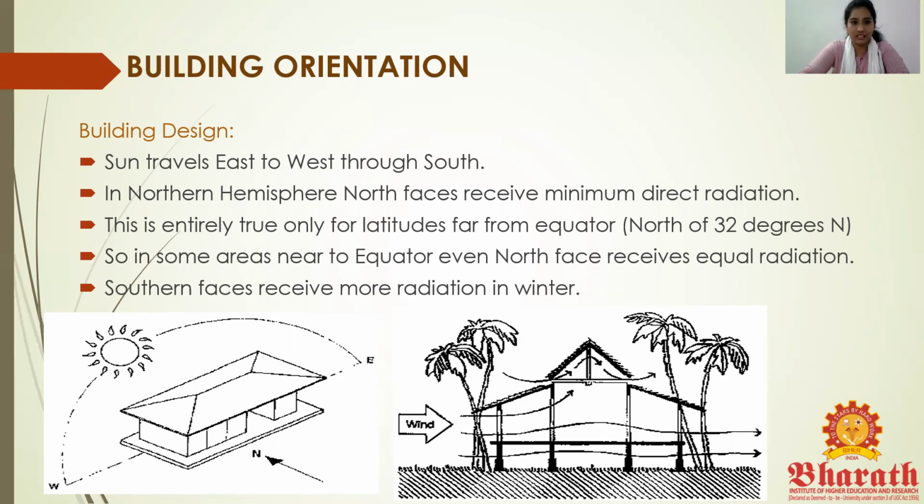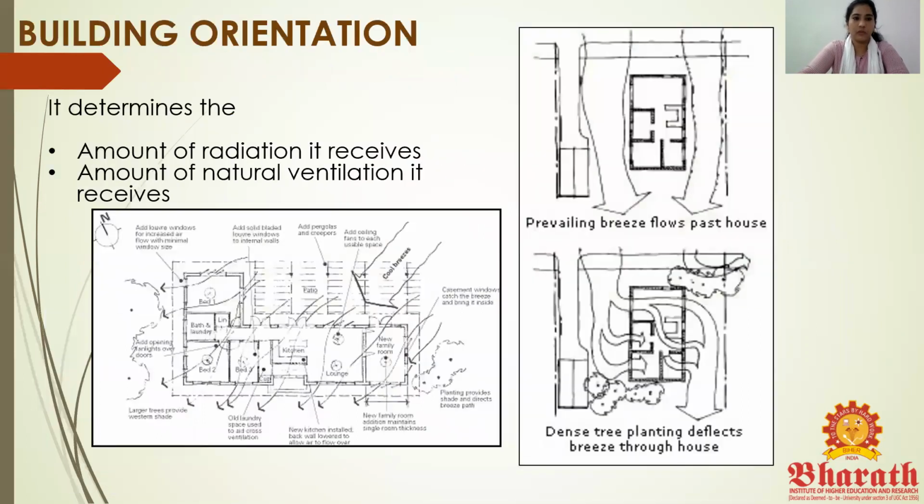So it sets guidelines for you to design your building. It also determines the amount of radiation and natural ventilation it receives. Depending upon the climate, given a certain condition, this is how it's going to be and this is what is required. So if you were to design a building in that particular area, you have a checklist of the required things, you just check the list and attain a building that's very suitable for the particular climate.